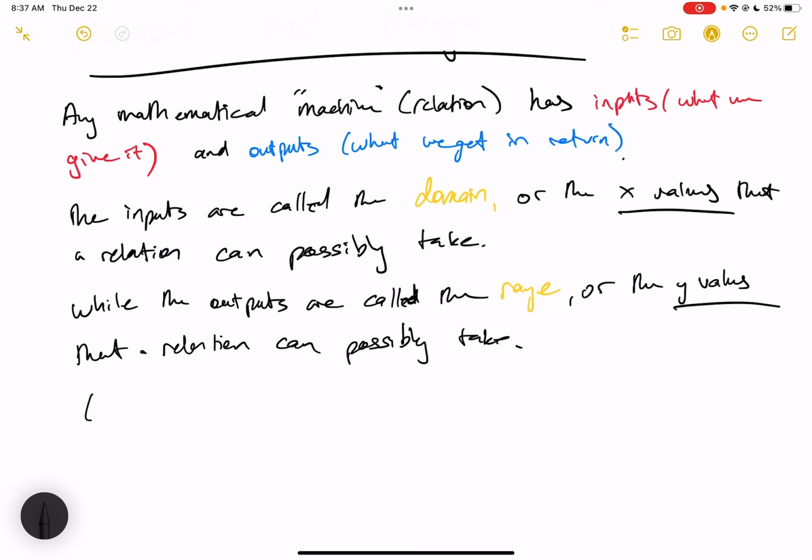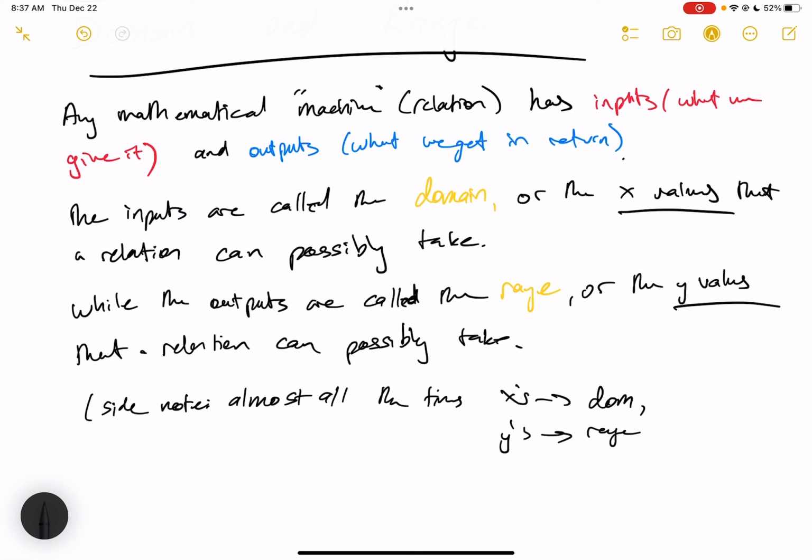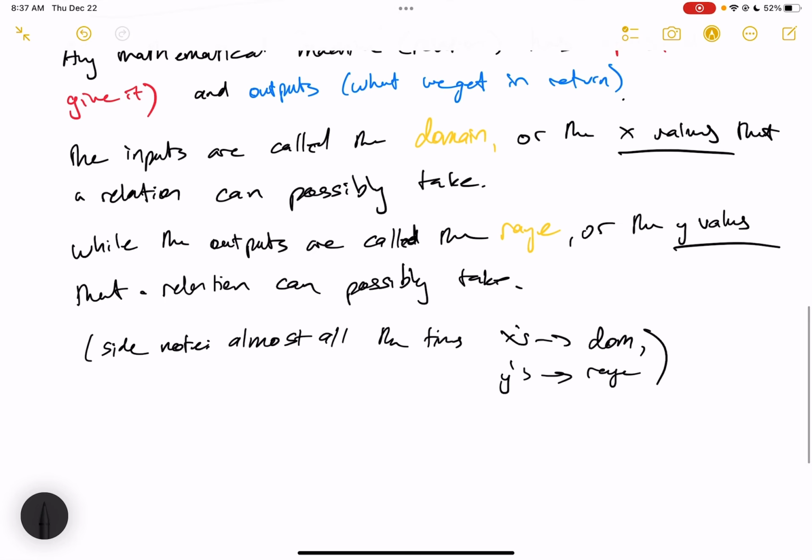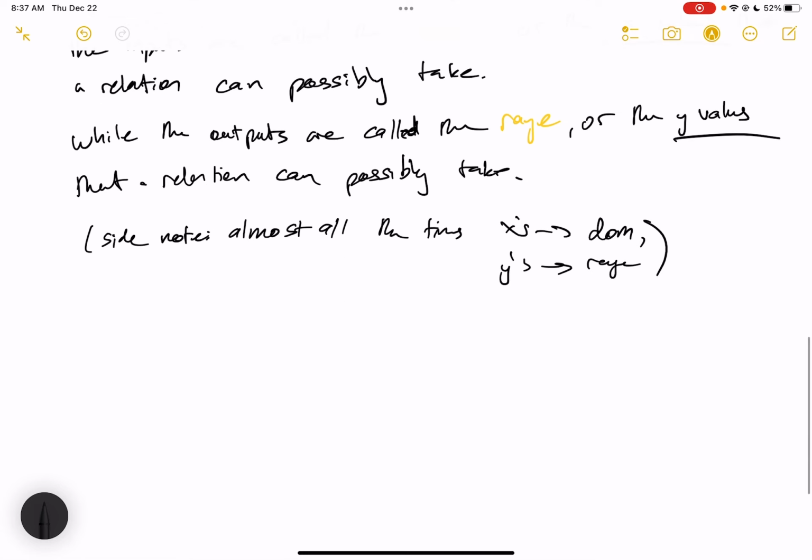But real quick, side note, almost all the time, the x's are the domain, the y's are the range. There are some exceptions, but we don't see those in Algebra 1. That's why I'm kind of generalizing it to this for right now. It just makes things easier for us. But in Algebra 2, you'll probably see some other kinds of examples where the inputs and outputs don't exactly work that way. All right? For instance, let's talk about the relations that we've already seen so far.